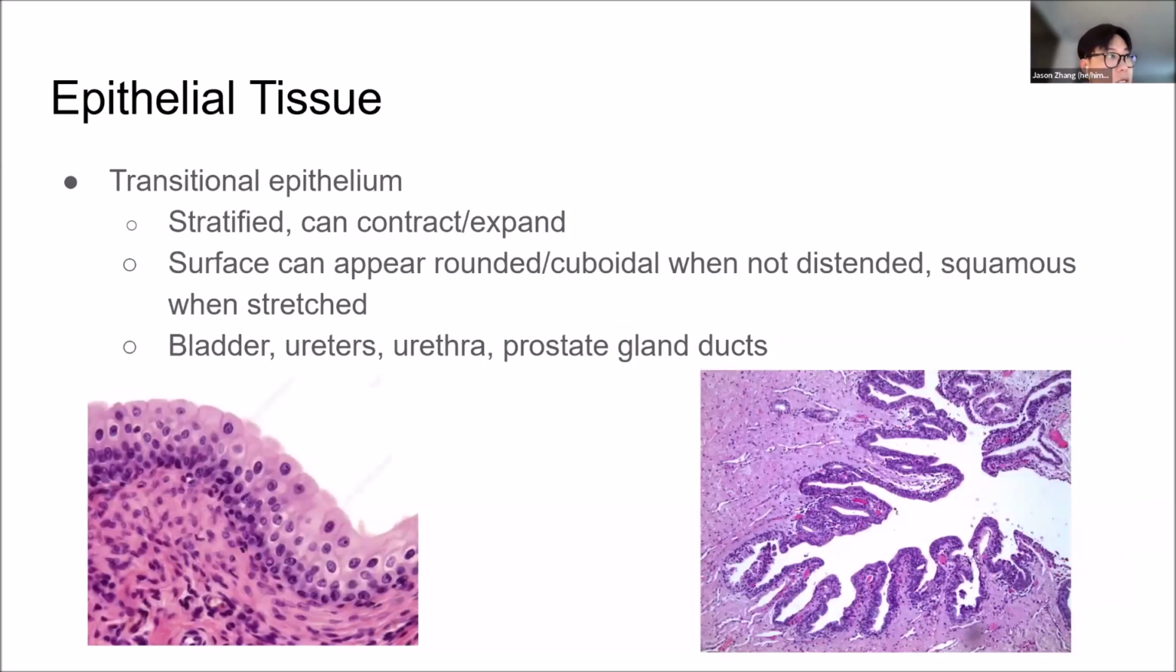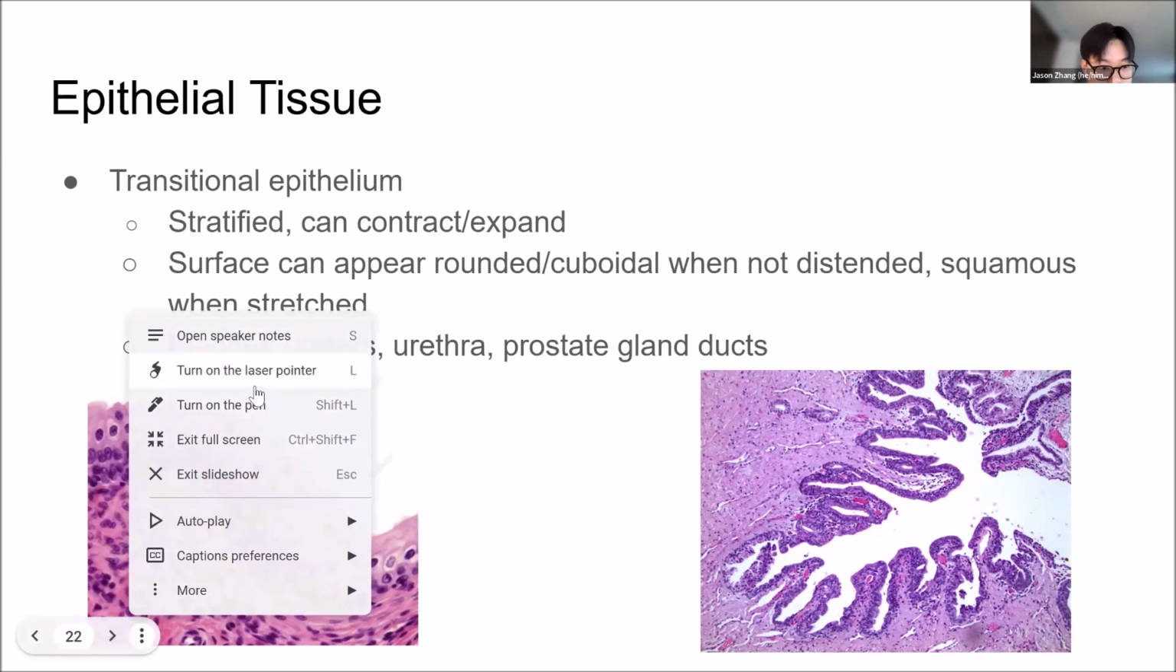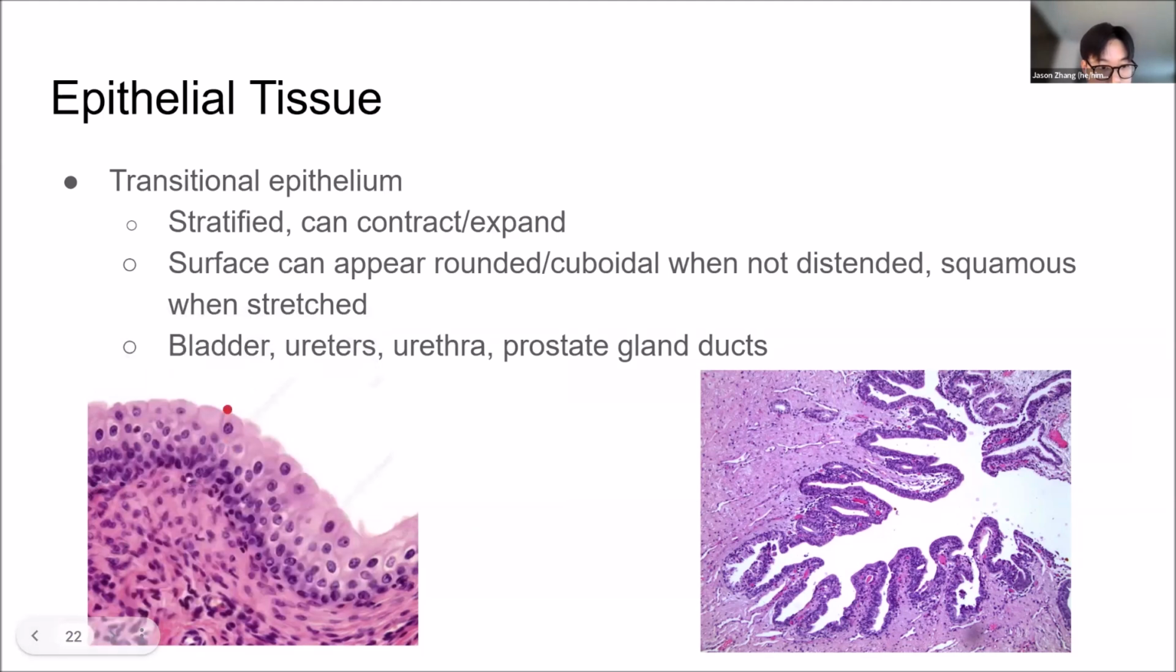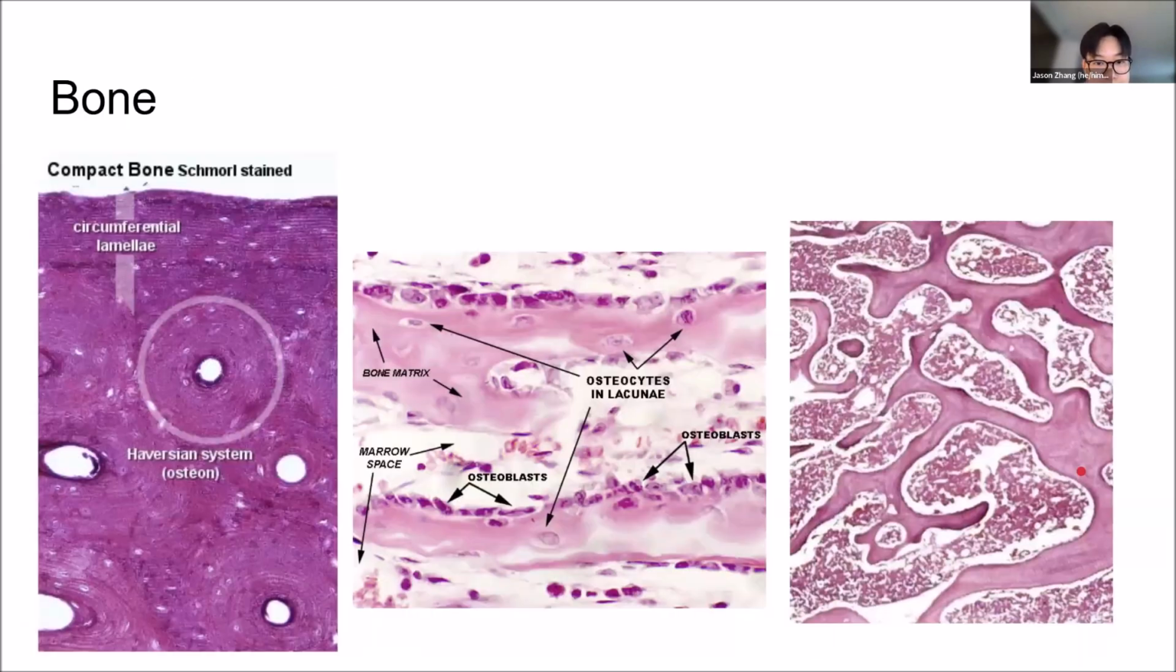And finally, transitional. This is a little bit harder. There are these little umbrella cells, like over here. Transitional epithelium will also present differently depending on whether the organ is distended or not. Essentially, this is in a lot of parts of the GU system that need to accommodate fluid; the bladder and ureters will present with transitional epithelium.